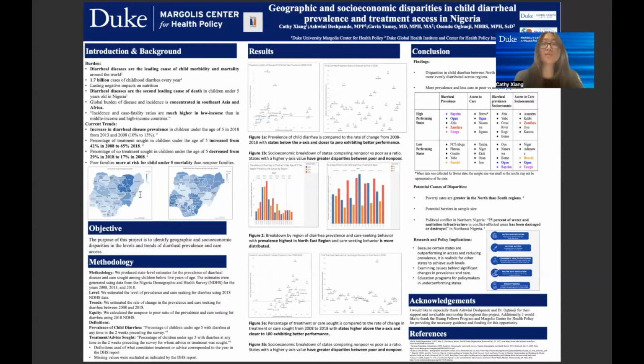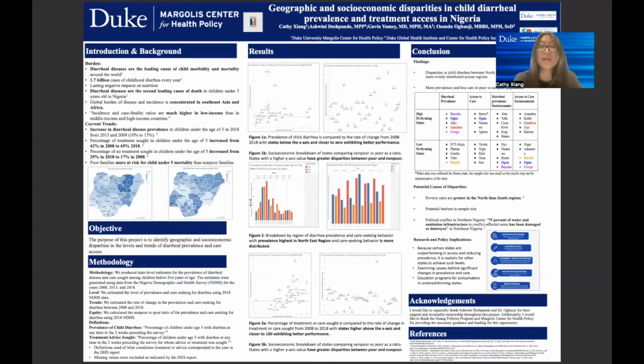Additionally, the percentage of treatment sought in children under the age of 5 increased from 42% in 2008 to 65% in 2018, which is great news. But if you also look at the heat map here, you can see that a lot of the coverage of care is heavily concentrated in southern Nigeria. Additionally, in the same 2018 data set, overall under 5 child mortality disproportionately impacts families in lower wealth quintiles.